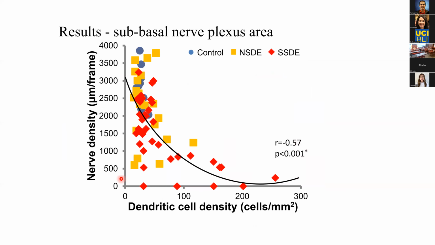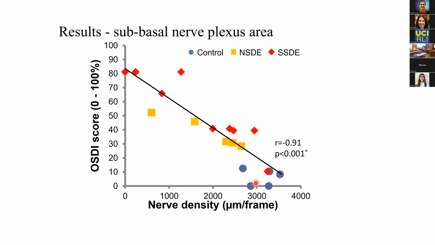So yes, the nerve density and dendritic cell density did correlate. In other words, the patients with the worst nerve density, lowest nerve density, had the highest dendritic cell density. So the more inflammation you have, the less nerves you have. How about symptoms? It did correlate. So the patients who have the most symptoms, the highest OSDI survey scores, had the lowest nerve density, and these blue dots over here are the normals. So they have normal nerve density and no symptoms. So this was statistically significant as well.